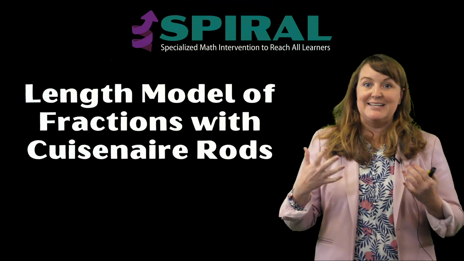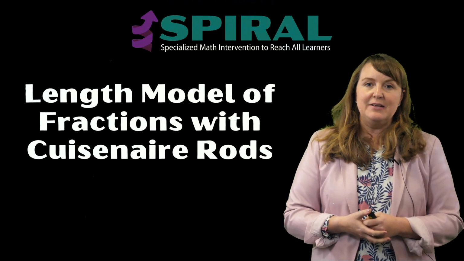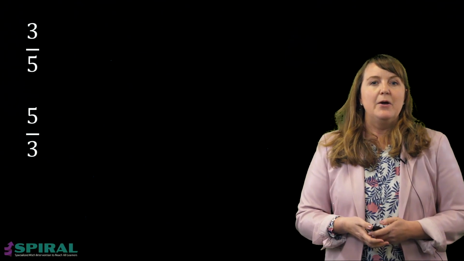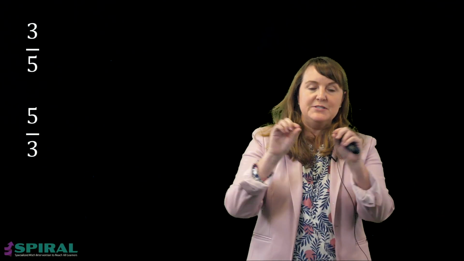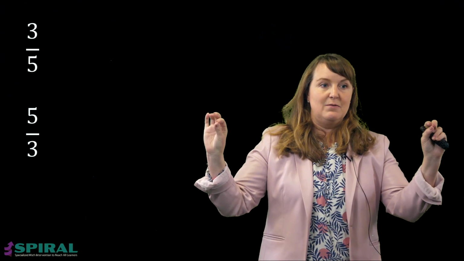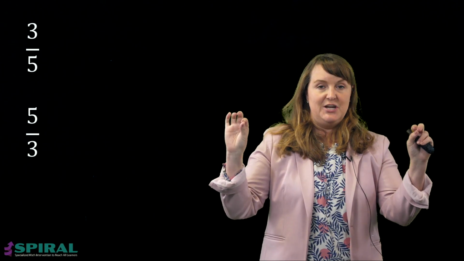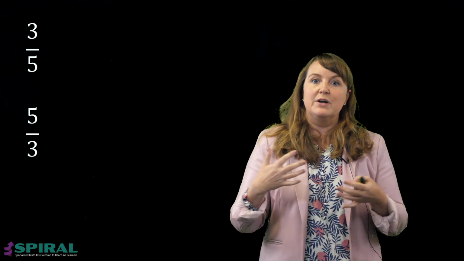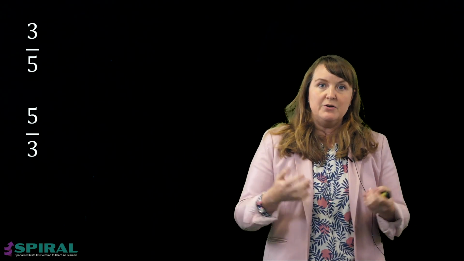And today I'm here with you to talk about the length model of fractions, and here we're going to use Cuisenaire rods. With the length model of fractions, we're always thinking about fractions according to their length. Most often, that's around a number line orientation. And we're going to use Cuisenaire rods. Those are colorful rods that you might often use for counting or addition and subtraction, but we can also use them to help students understand fractions.